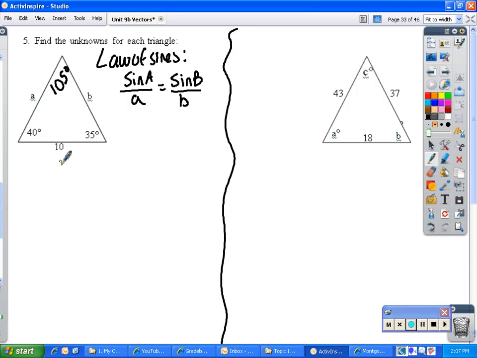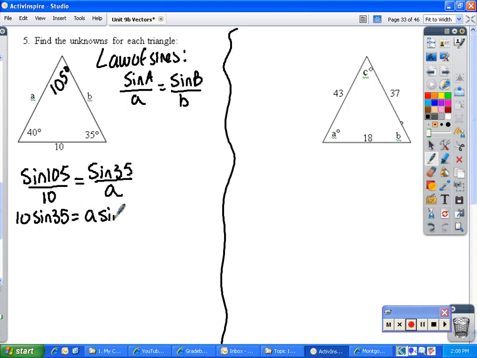So to use the law of sines, I'm going to set up that one angle-side pair, which in our case is sine 105, and its side opposite is 10. And all I need to do is use that concept, and I need to use another equation and fill in what I know about the other equation. So let's say I'm talking about this 35 degree angle. The sine of 35 would pair with the letter opposite 35, which is A. Now that I have this ratio, I'm allowed to cross multiply it to help me solve for A. So if I cross multiply, I get 10 sine 35 equals A sine 105.